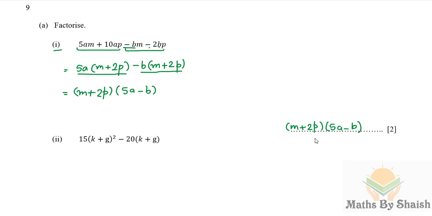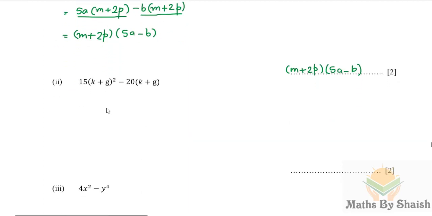And here's the second part of it. 15 times k plus g whole square minus 20 times k plus g. We can see k plus g, if I take it as one term, there is a square, there is a single term, and 15 and 20 we can see 5 is common. So 5 from both, and k plus g also we are going to take common, and then we are left with 5 3s are 15, and once we have taken one power common, it is k plus g minus, k plus g is gone, 5 common out of 20, we are left with 4.